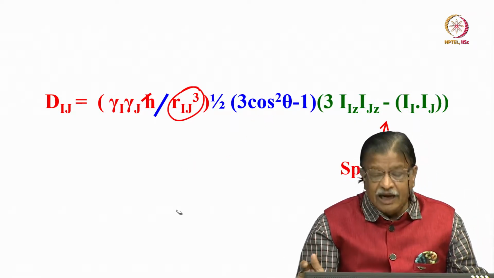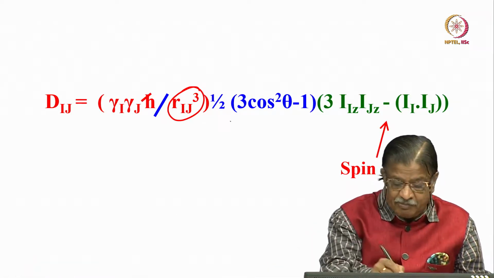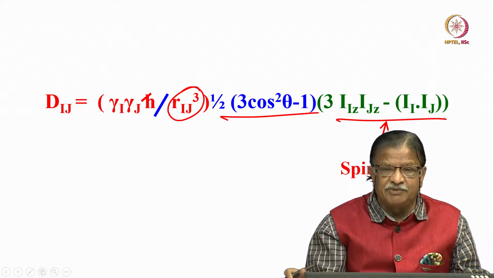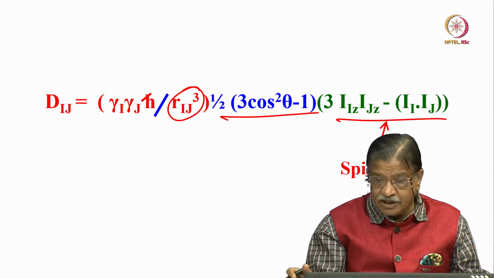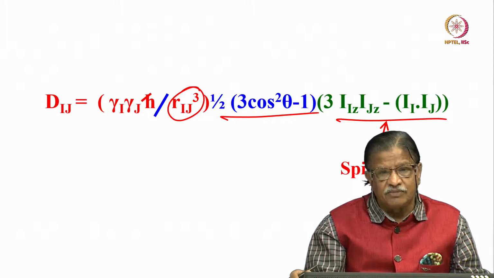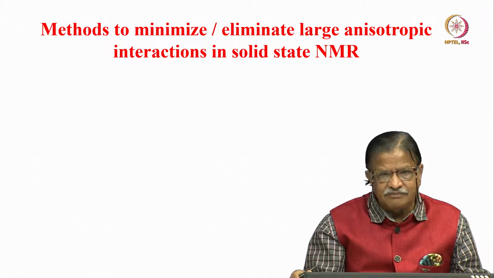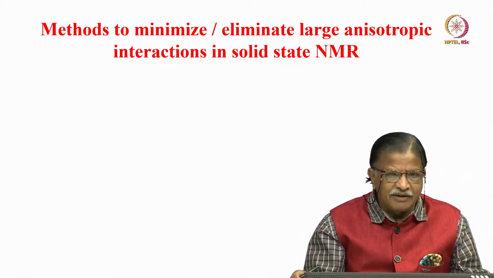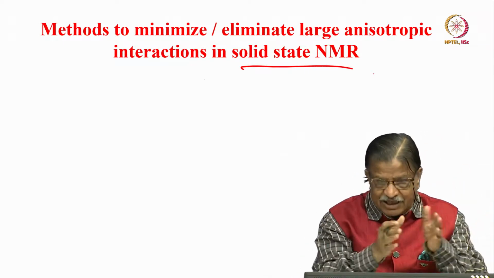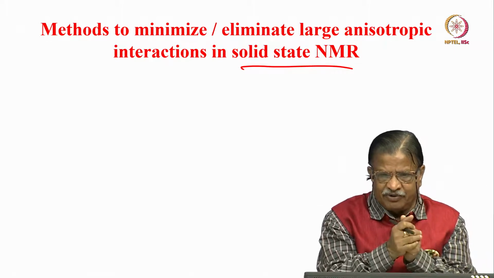Now I can remove the dipolar coupling by doing something in the space part, or I can do something to the nuclear spin in the spin space. Both I can do individually or both simultaneously. All is possible. Then we can devise methods to eliminate or minimize the large anisotropic interactions in solid state, especially the dominant dipolar coupling interaction for spin one-half nuclei.